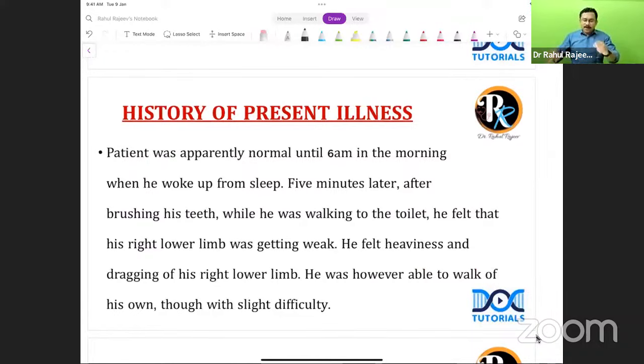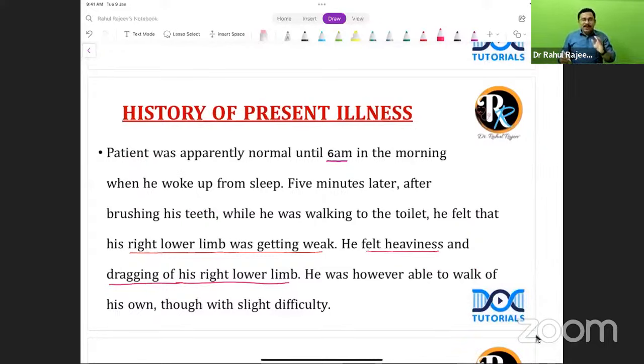Patient was apparently normal until 6 a.m. in the morning, right? 6 a.m. in the morning when he woke up from sleep. So when he woke up from sleep, he had no problem. 5 minutes later, after brushing his teeth, till now he's perfectly fine. While he was walking to the toilet, what did he feel? He felt that his right lower limb was getting weak. Okay, so he felt heaviness and dragging of his right lower limb.